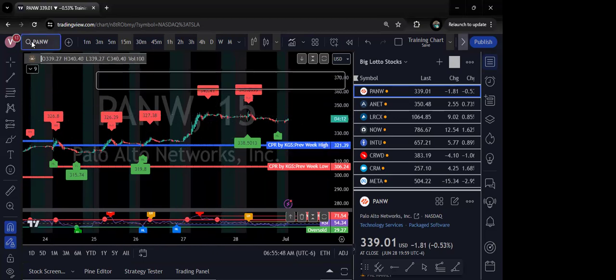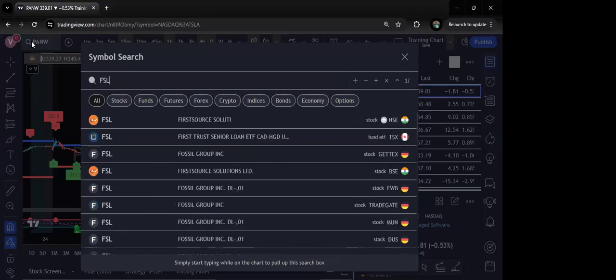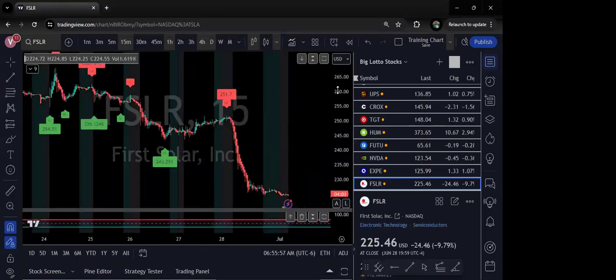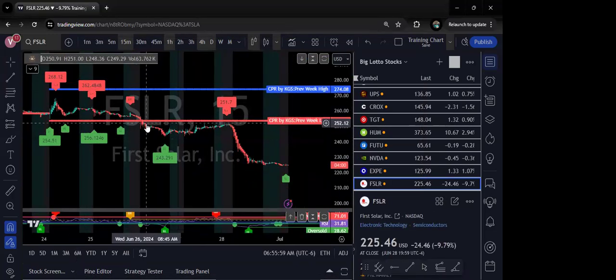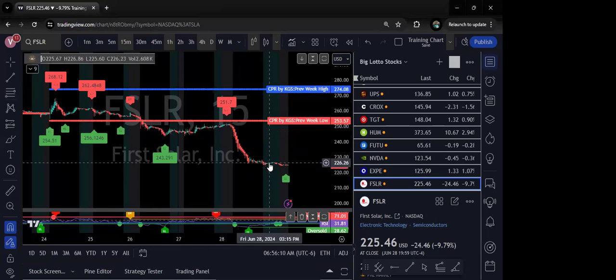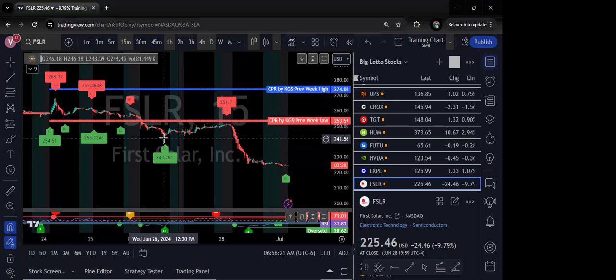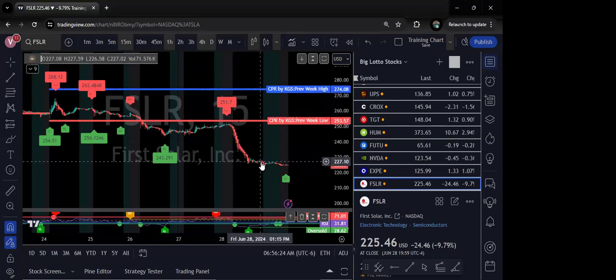Then we had FSLR, an example of those that went down. From this day, it broke below the previous week low. The moment it's below it, we knew it already communicated it wants to go lower, and that's what it did. At the beginning of the week, it was coming from down here and did not go to the previous week high. Day 1, day 2, day 3 came down. Day 4, day 5, we had this move.